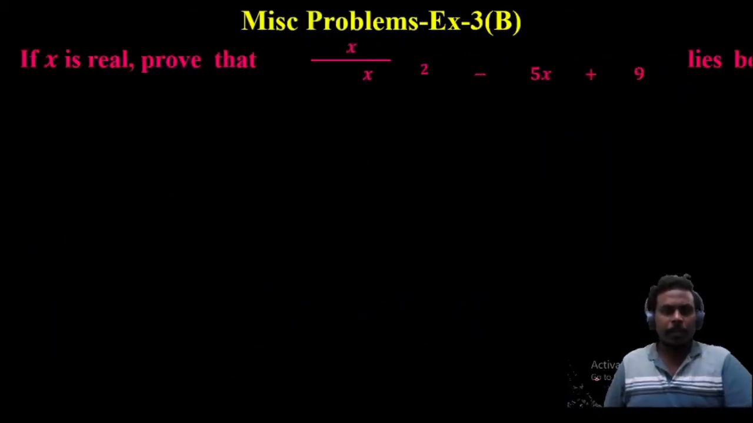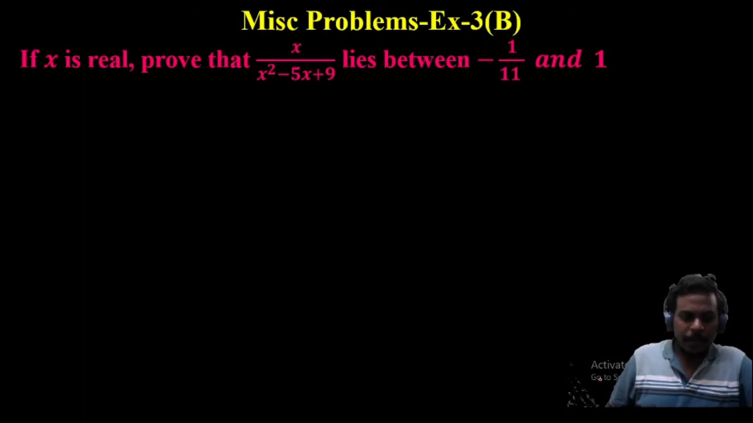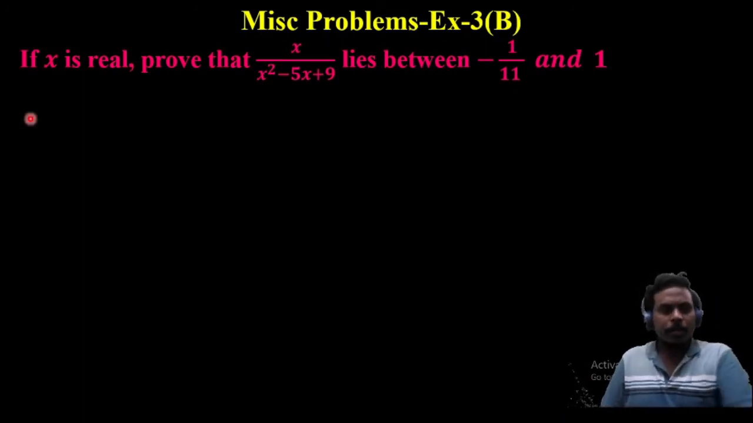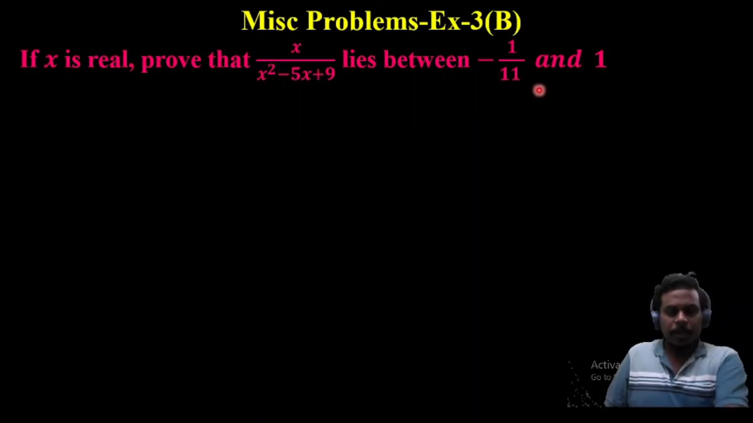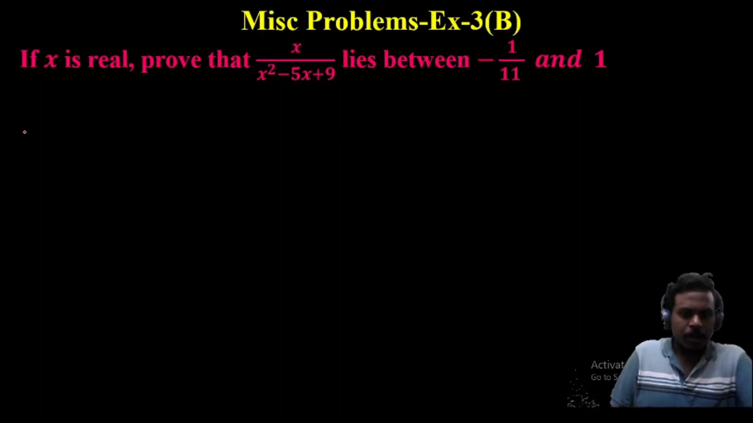Okay, let us continue with one more problem. Let us solve this problem. The problem here is, if x is real, prove that this function lies between -1 by 11 and 1. This is actually a range type of problem which we have solved earlier. Let us find out the solution for this. Solution here.